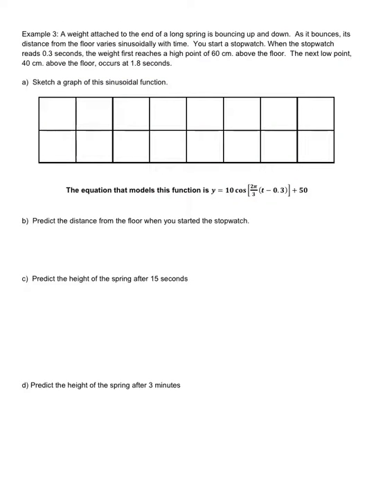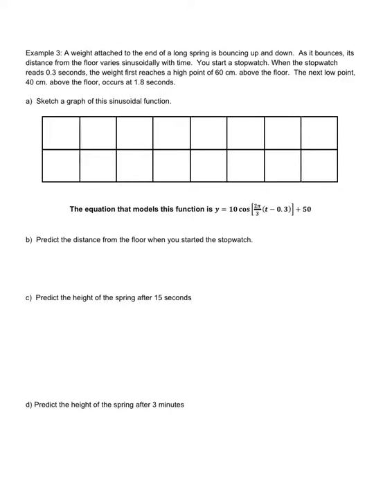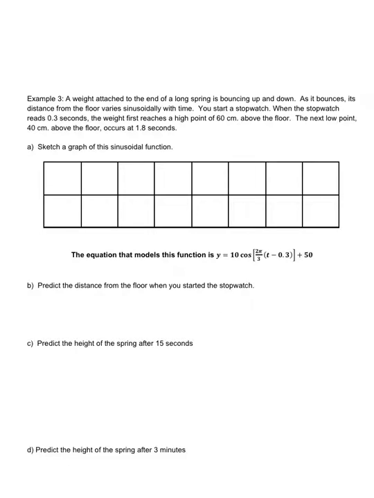Okay, last one. So this time, this is a more physicsy problem, I guess. We have a weight attached to the end of a long spring, and the spring is bouncing up and down. As it bounces, its distance from the floor is going to vary sinusoidally with time. So that's just a fancy way of saying that the shape of the graph that it makes looks like a sine wave.